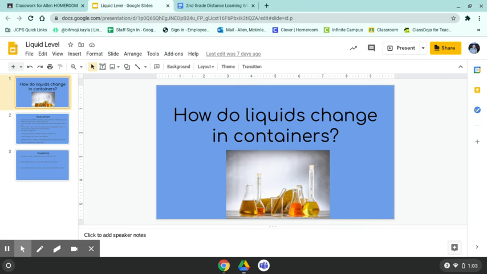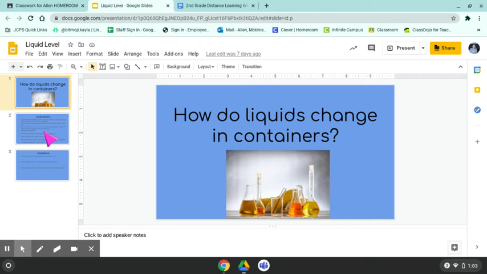All right, guys, so for science today, what you're going to do is look at liquids again. Remember, we've been doing stuff about solids and liquids. So for today, you're going to do how do liquids change in containers. Just like when we did our solids activity and you had to build your own tower, this is kind of like one of those things.